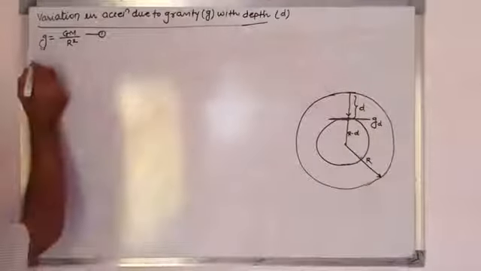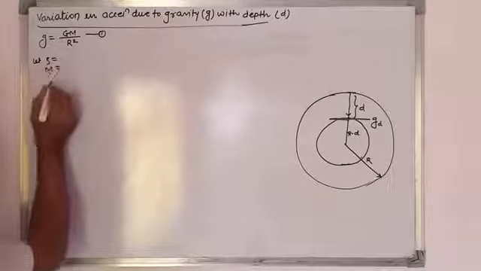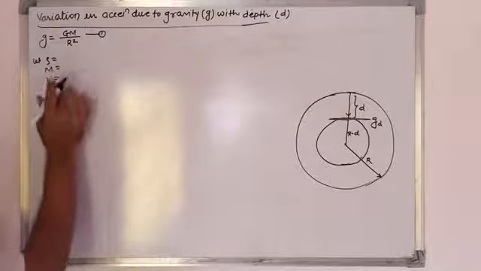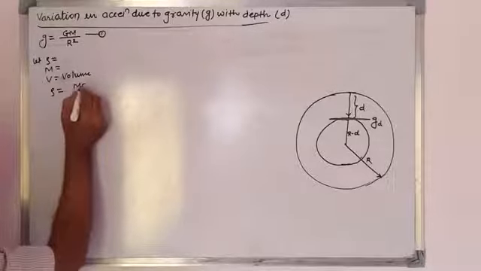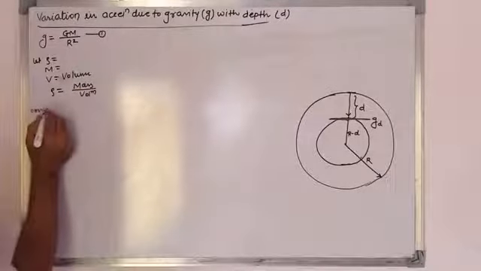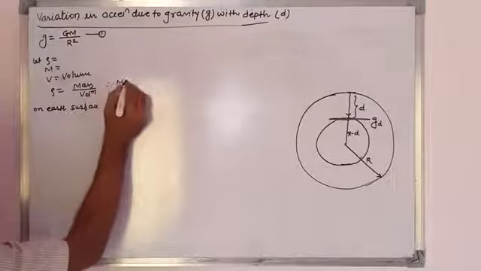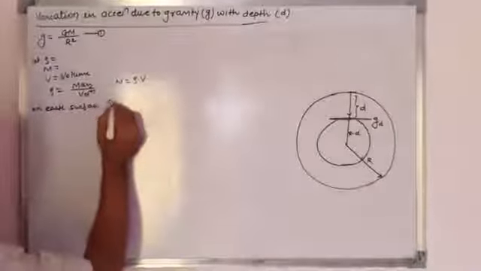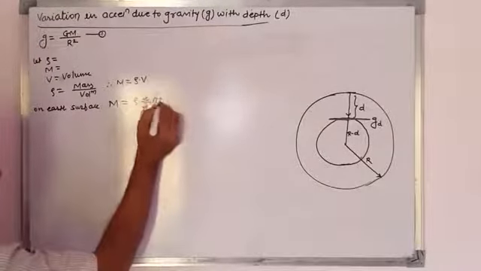So we consider, let rho be the density of Earth, M be the mass of Earth, and V be the volume. Density is equal to mass upon volume. Therefore mass is equal to rho into V. So on Earth surface, mass is equal to density into 4/3 pi r cube.